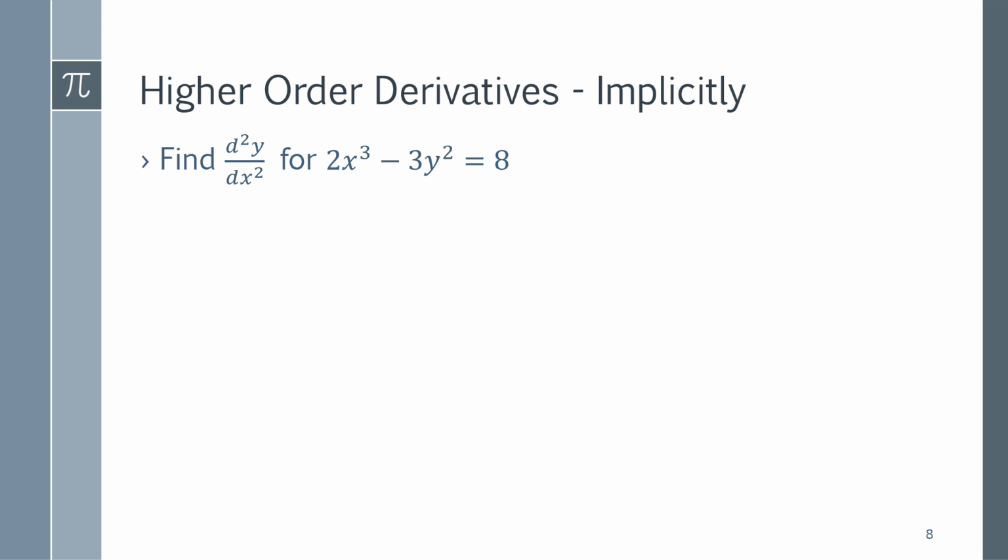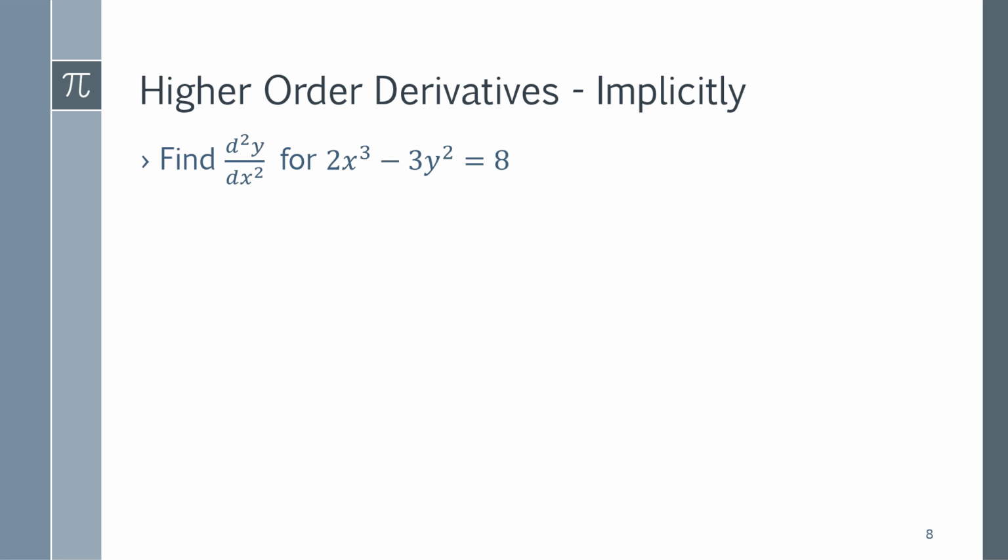So I did want to talk about how we find higher order derivatives implicitly. Remember that higher order derivatives are just us taking derivatives of derivatives and so on. So here we're being asked to find d squared y dx squared, which is a second derivative, for 2x cubed minus 3y squared equals 8. In order to find a second derivative, I need the first derivative.